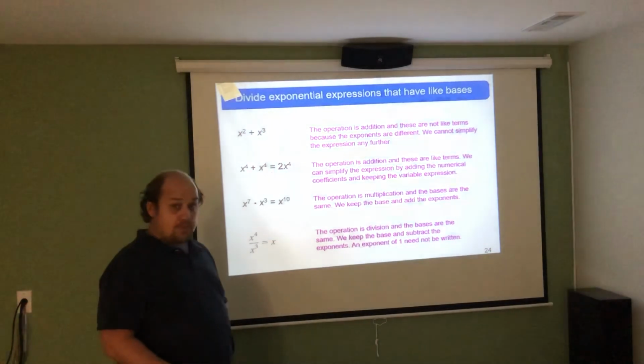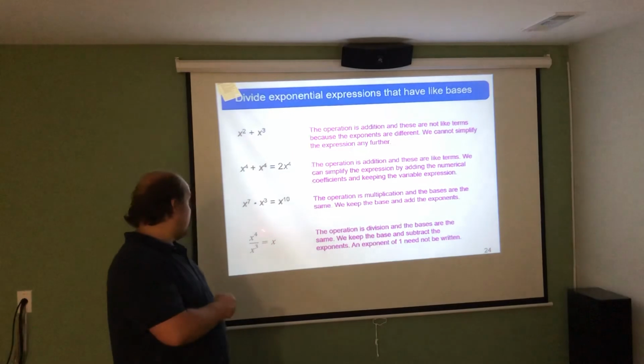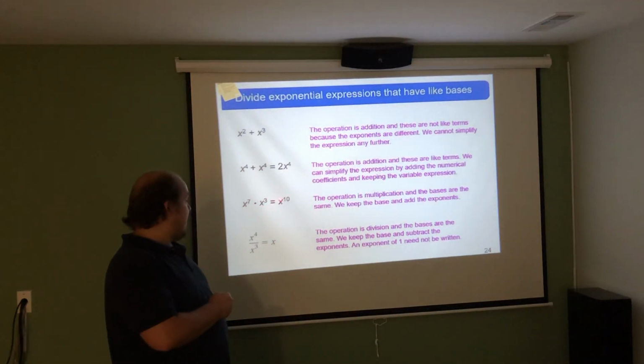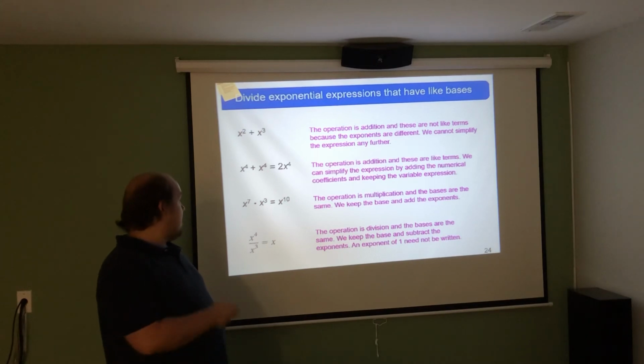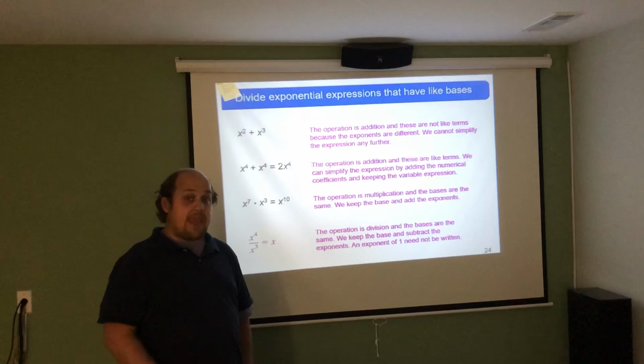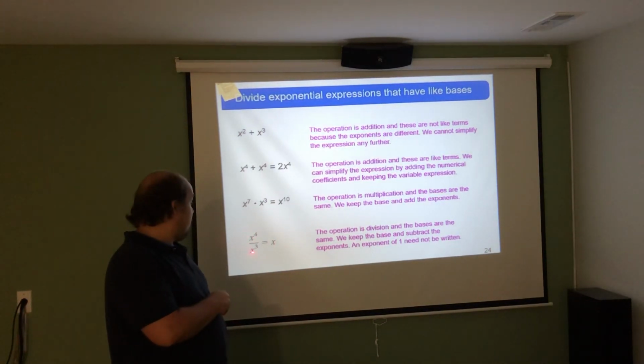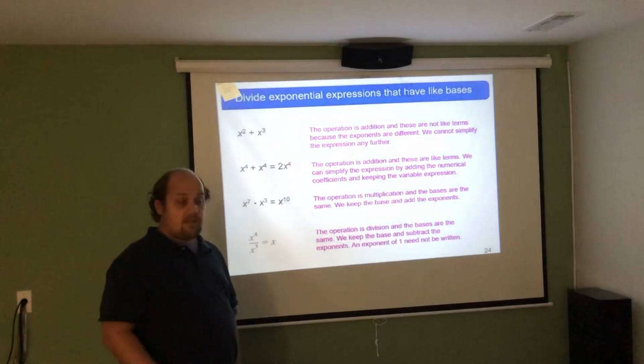I can multiply when they have the same base, different exponents. X to the 7th times x to the third, I add 7 plus 3, and my result is x to the 10th. But if this had been x to the 7th plus x to the third, I would not be able to combine them. Finally, if I have this division, x to the 4th over x to the third, 4 minus 3 is 1, so it results in x to the first.